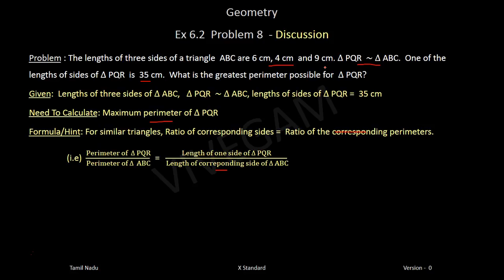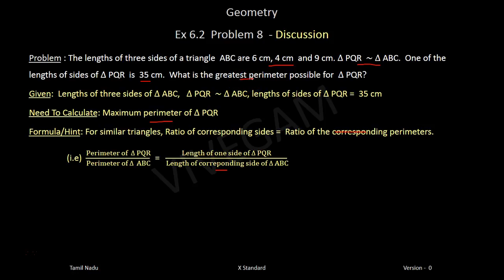Okay, and the key is you want to have the maximum perimeter. So when will the maximum perimeter come? When this denominator is small. That is, when 35 corresponds to 4, you will get the maximum perimeter. So the corresponding side for 35 is 4 centimeter, in which case you will get the greatest perimeter.